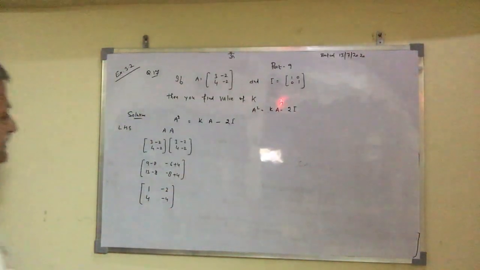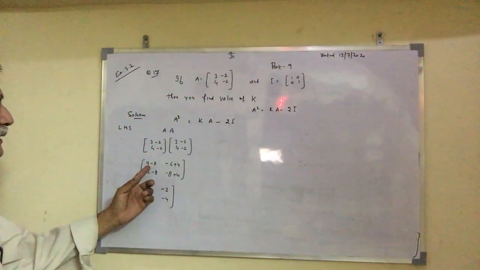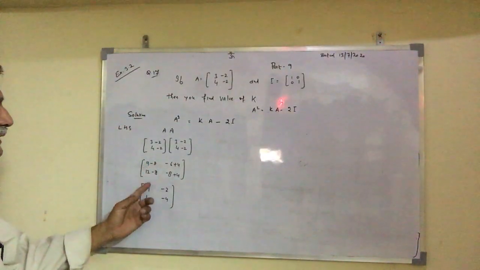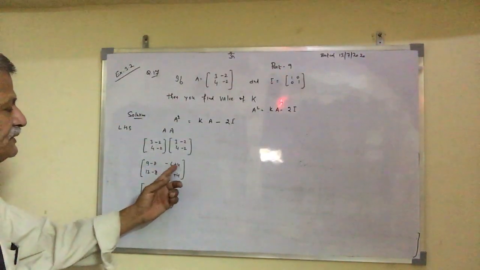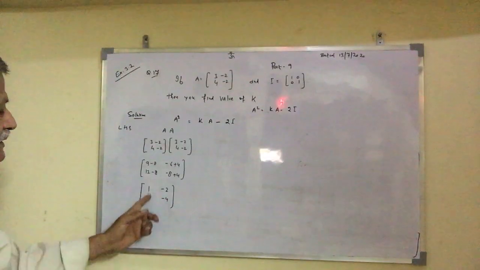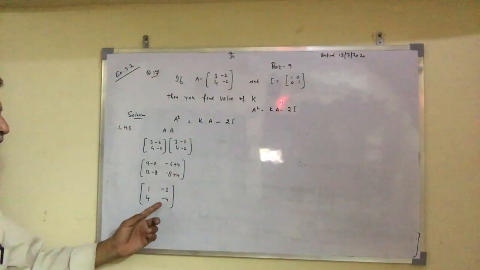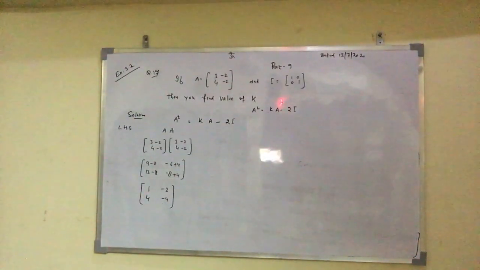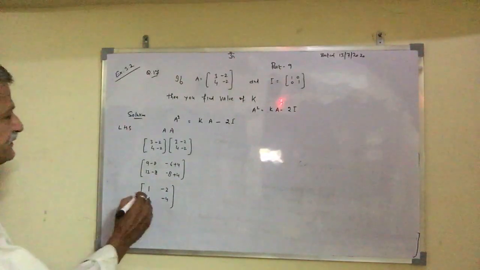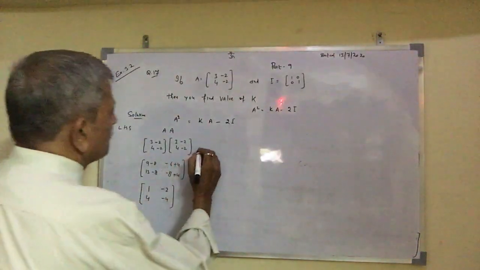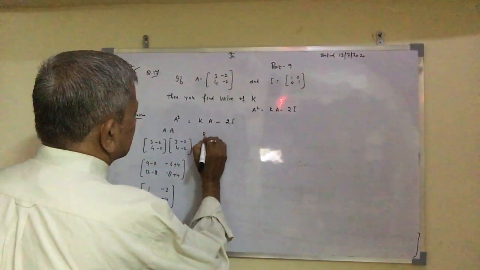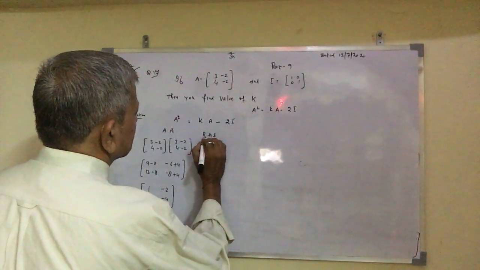Because if you solve this matrix, 9 minus 8 is 1, minus 6 plus 4 is minus 2, 12 minus 8 is 4, and minus 8 plus 4 is minus 4. Now this is your result from the left hand side. Now we go to the right hand side, RHS.